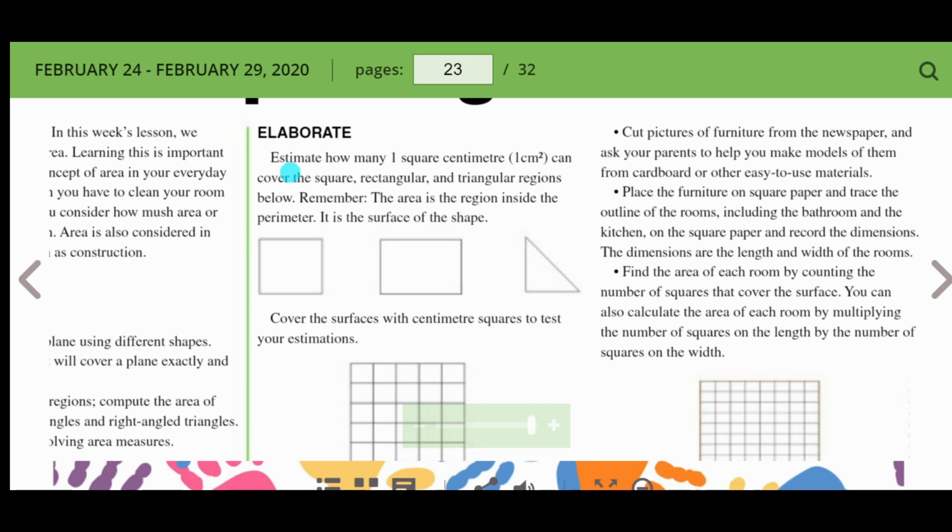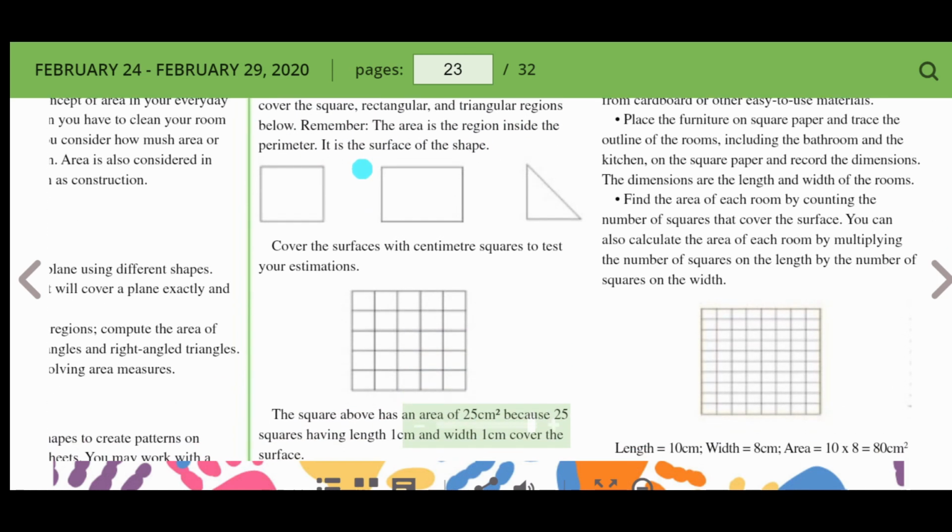Elaborate. Estimate how many 1 centimeter square units can cover the square, rectangle, and triangular regions below. Remember, the area is the region inside the perimeter. It is the surface of the shape. So I'm going to estimate that for this one, about 9 centimeters squared, about 12 for this one, and about 4.5 for this one. All right.